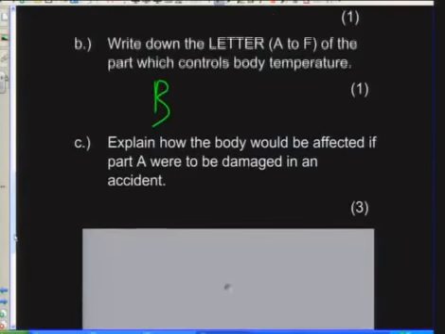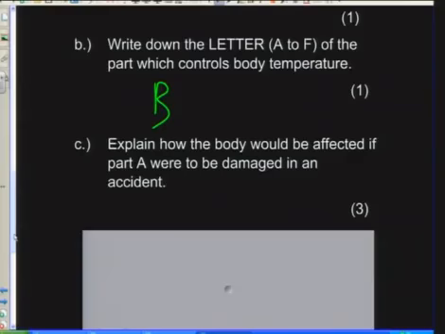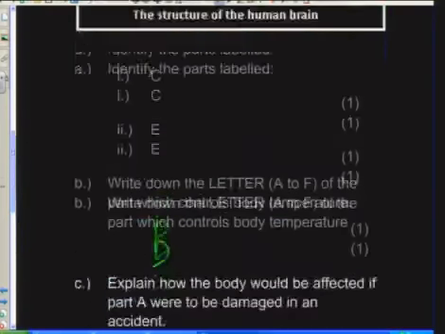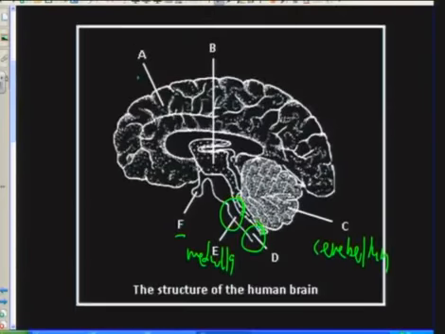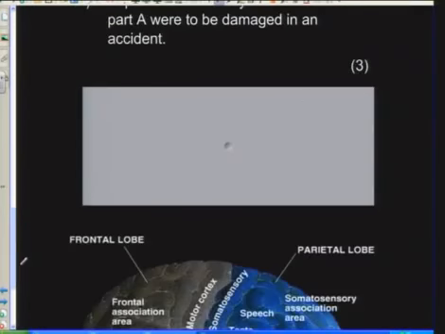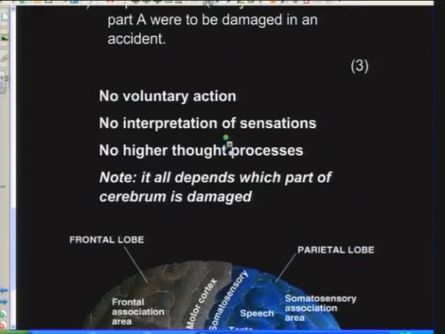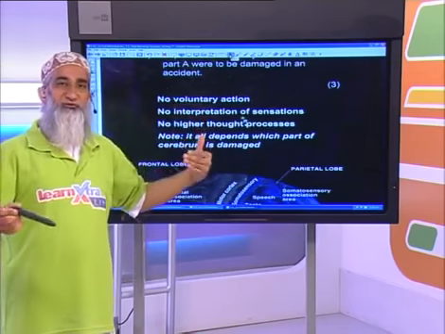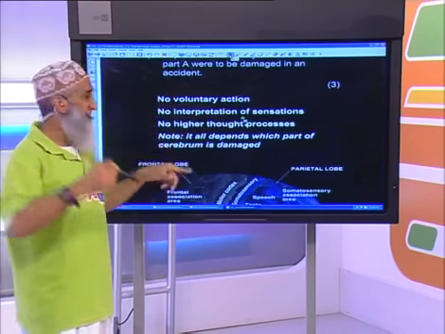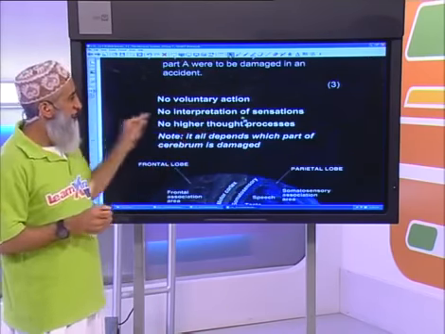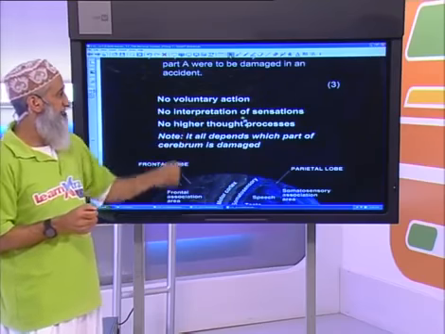And C, explain how the body would be affected if part A were to be damaged in an accident. Part A, the cerebrum. So what do you do in a question like this? And we're going to end with this question. First of all, what do you want? They're asking you for the functions in reverse. So if it's not there, no voluntary actions, no interpretation of sensations, no higher thought processes.